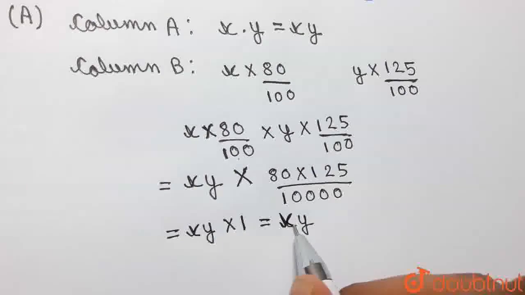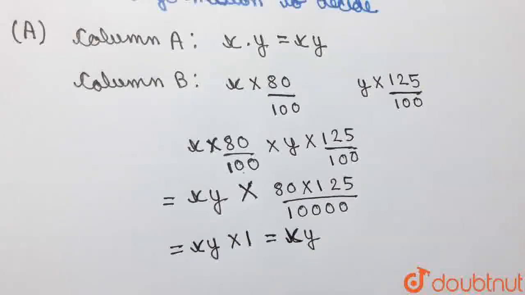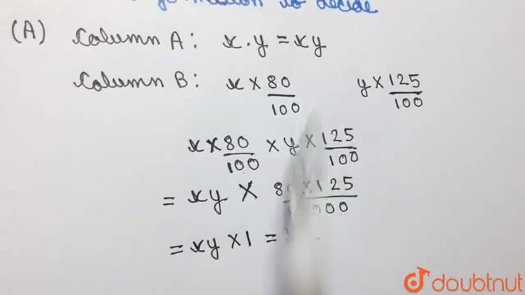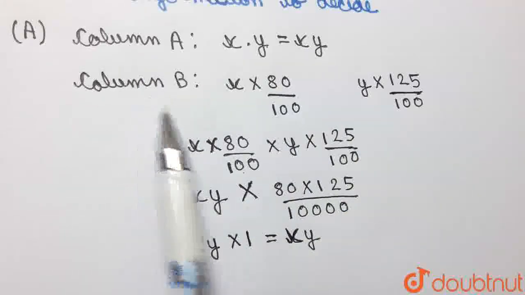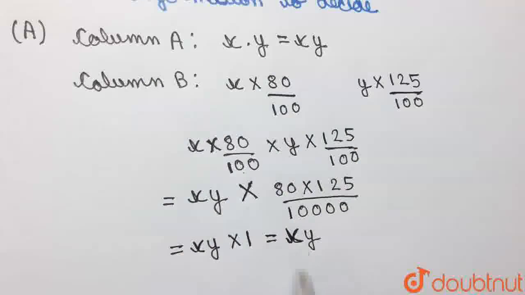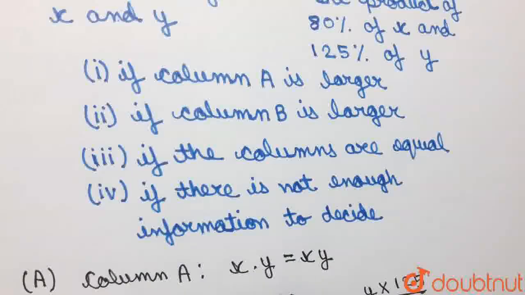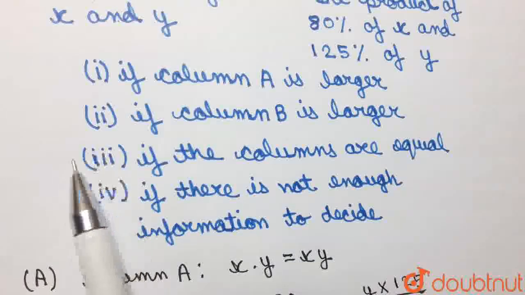Okay, so finally we can see that in column A the entry is xy, and in column B as well the entry can be simplified to xy. Hence we can observe that both the columns are equal, and in that case option number 3 is the correct option.